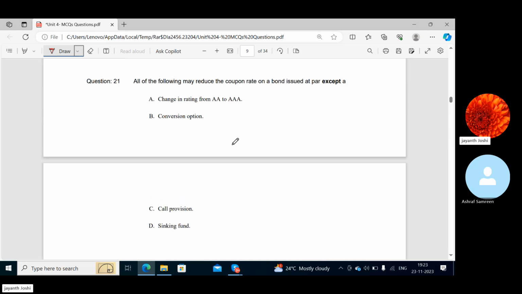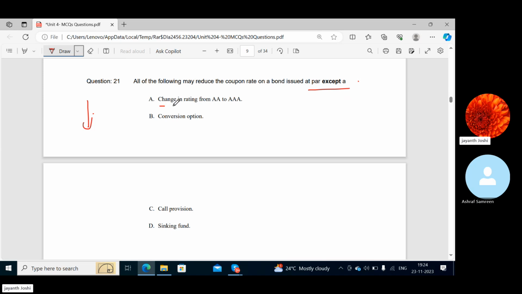All of the following may reduce the coupon rate on a bond issued at par except a. See, what is meant by reduction in coupon rate? Reduction in the interest rate, reduction of agreed interest.